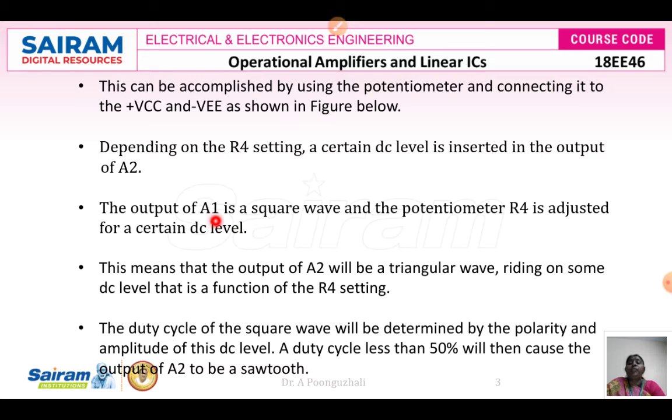The output of A1 is a square waveform, and the potentiometer is adjusted for a certain DC level. That means the output of A2 will be a triangular waveform riding on some DC level that is obtained at the non-inverting terminal. We know that for a square waveform the duty cycle is 50%, that means T on is equal to T off, and this duty cycle is determined by the polarity of the DC level obtained by the R4 setting.